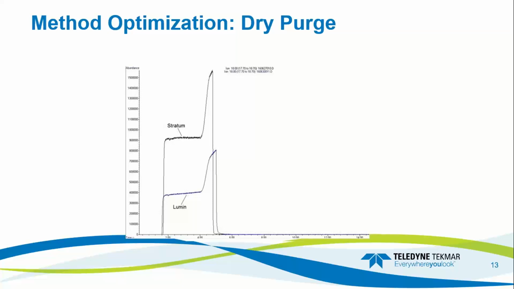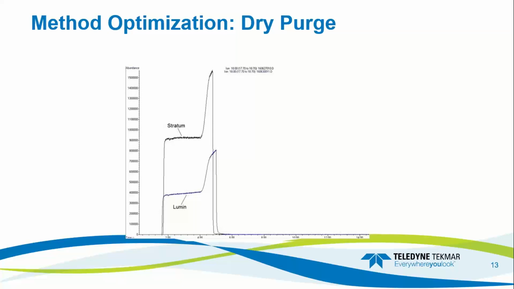With Tekmar's improved moisture control fitting on the Atomx XYZ and Lumin, the moisture management is so efficient that we can reduce or eliminate the need for dry purge altogether. This innovation can get the customer anywhere from 1 to 5 minutes of time back per sample, which is a huge time saver and increases sample throughput.